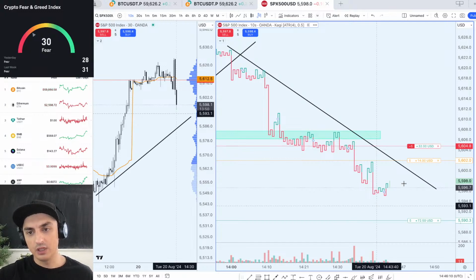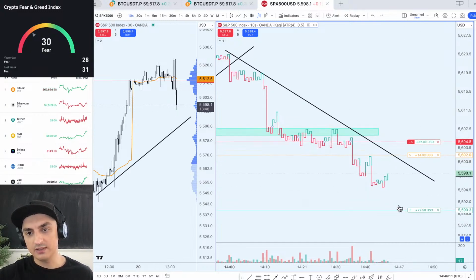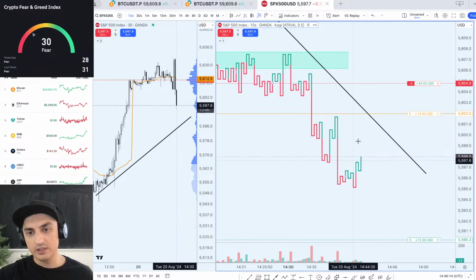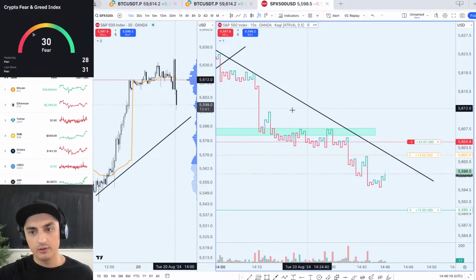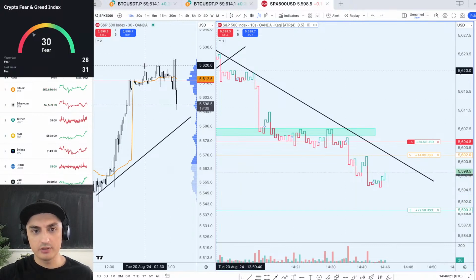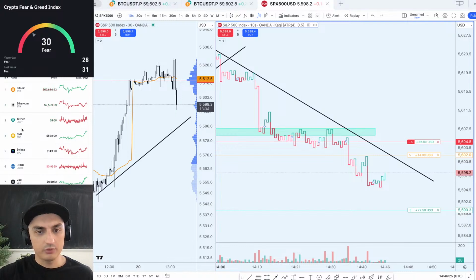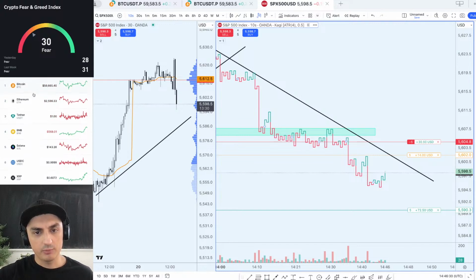But anyway, let's see. S&Ps, we're kind of still there. Let's keep this on the chart and see how it will go. Meanwhile, I want to quickly check on the coin market cap.